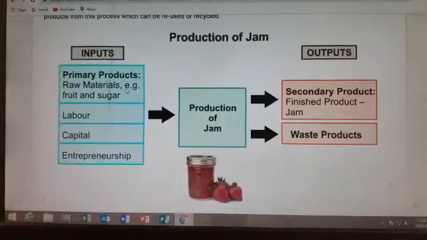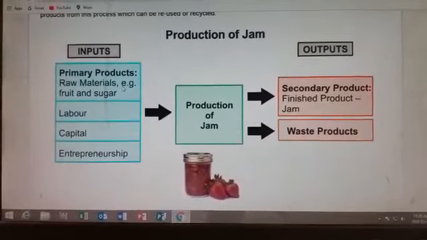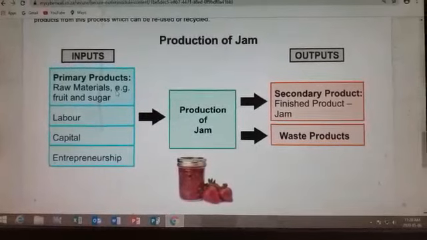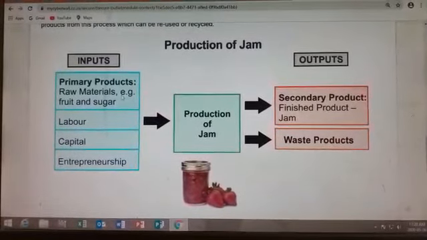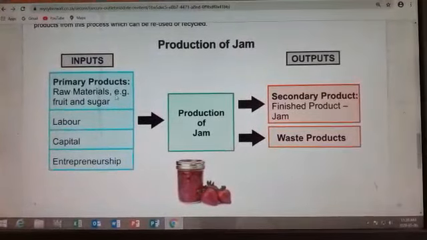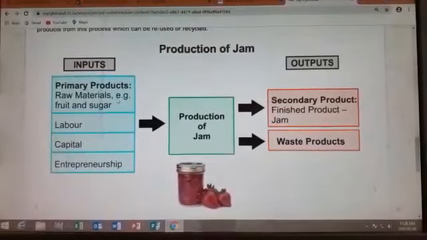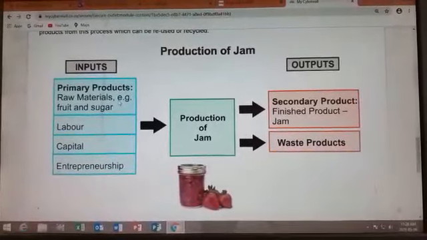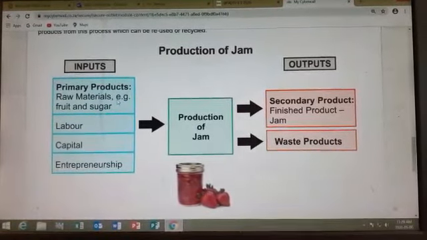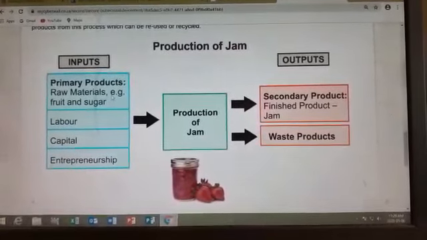In the process of producing jam, your inputs would be, first of all, your primary products, which are your raw materials. So, for example, the fruit, depending on what type of jam you are making. If you go and look in the shops, you can see many different types of jams that you can buy. So you could be producing a mixed fruit jam, a strawberry jam, apricots, blackcurrant, and the list goes on. So whatever raw fruit that you are using for the jam, and then obviously you will need sugar as well.